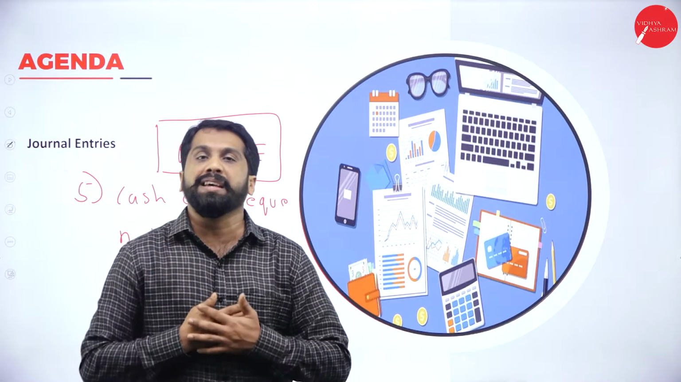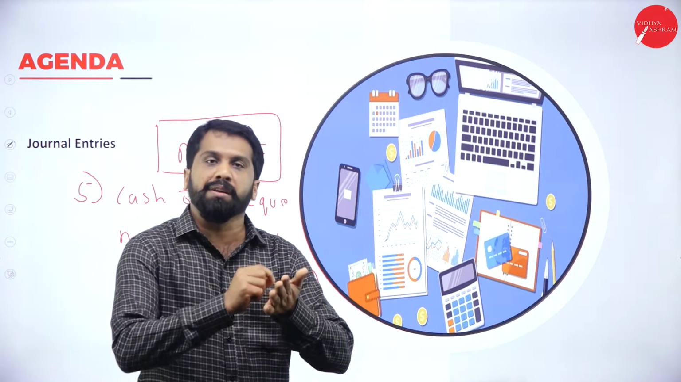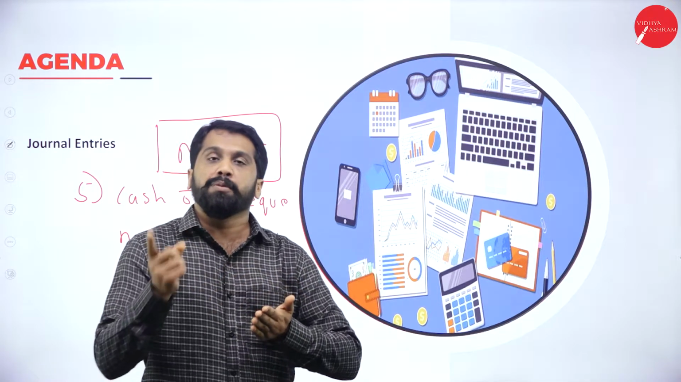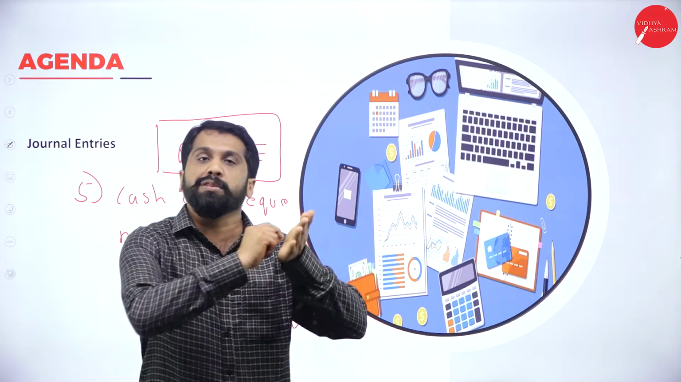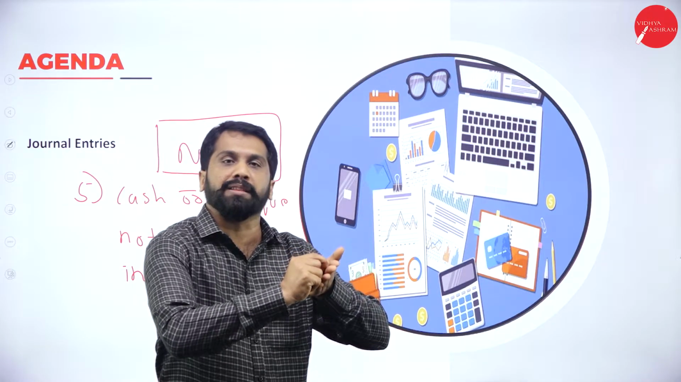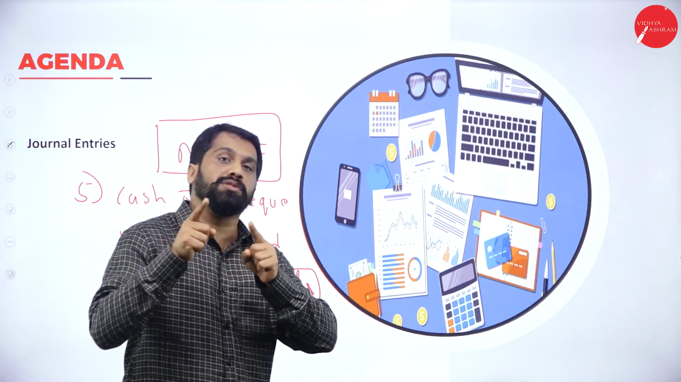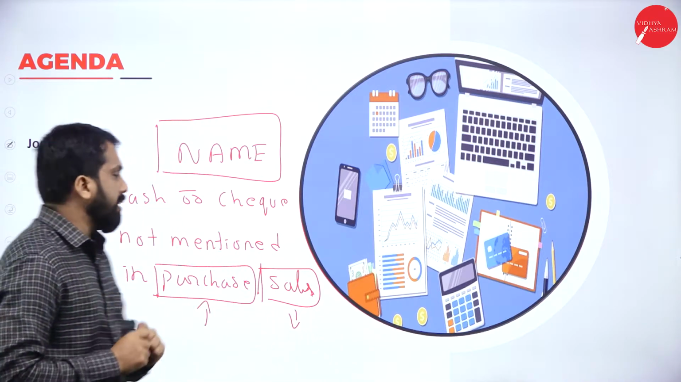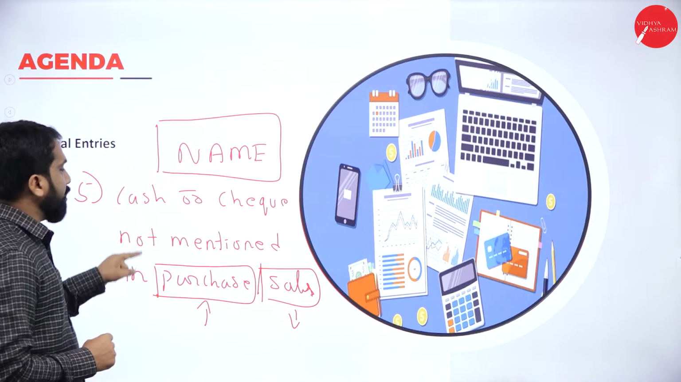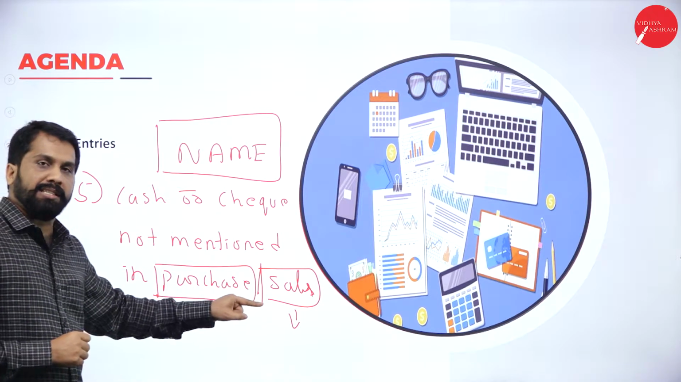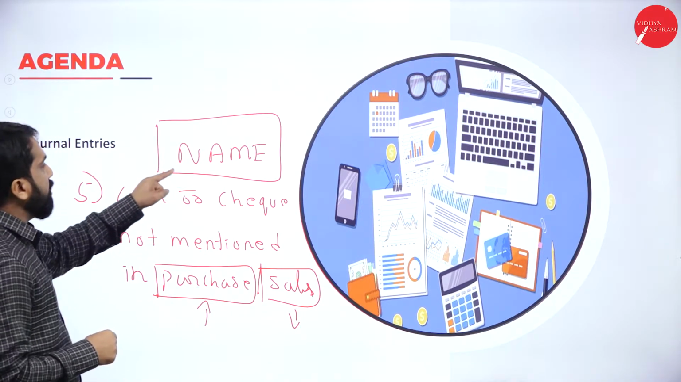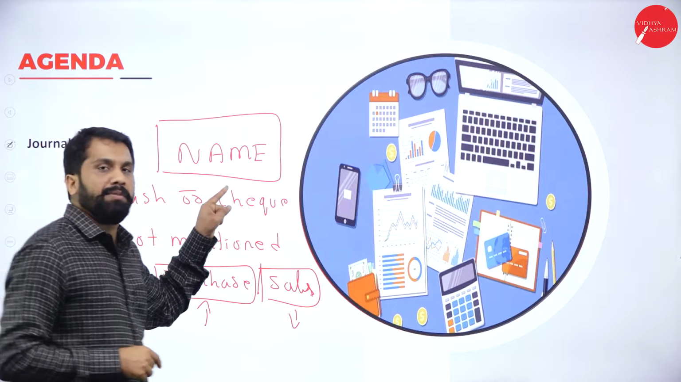What is your name? My name is Raju. He will write down Raju 1,000. When you pay tomorrow, he will scratch that Raju 1,000. Clear? If you are not paid money, then you have to use your name. Similarly, cash or check not mentioned in purchase or sales, then we use what? Then we use name. Clear?